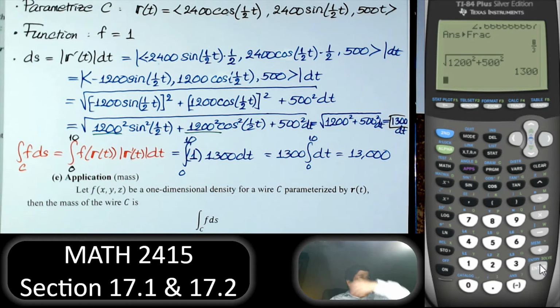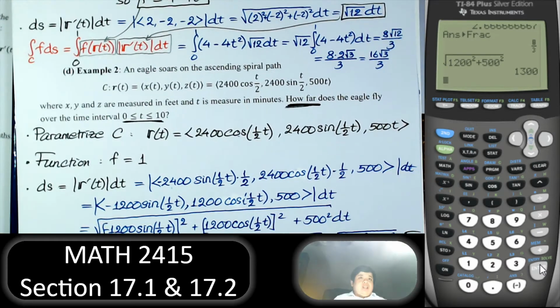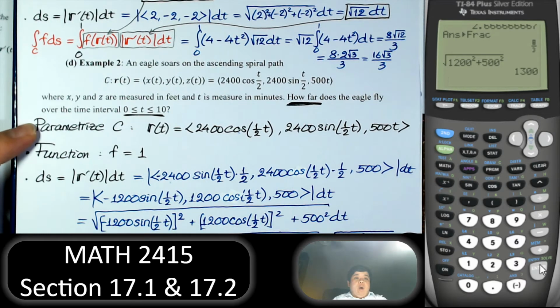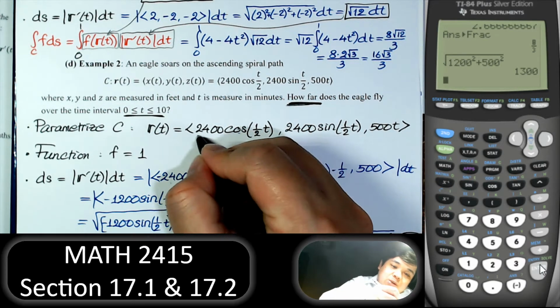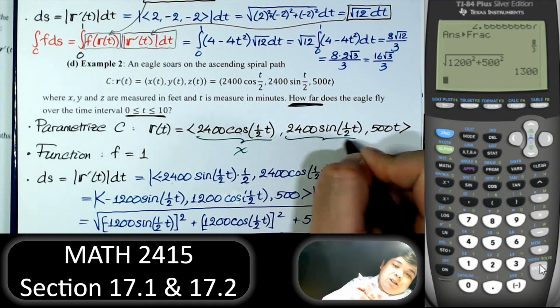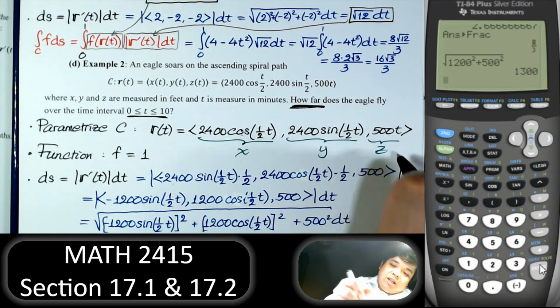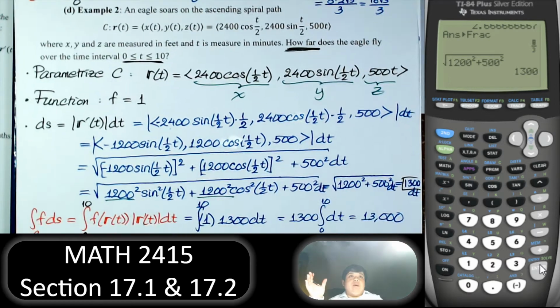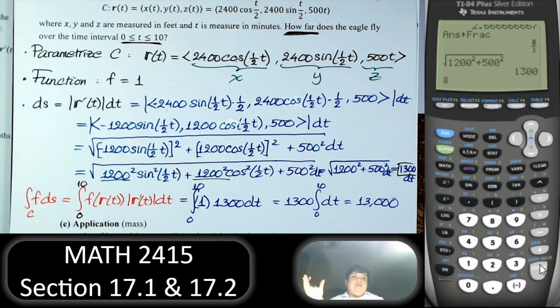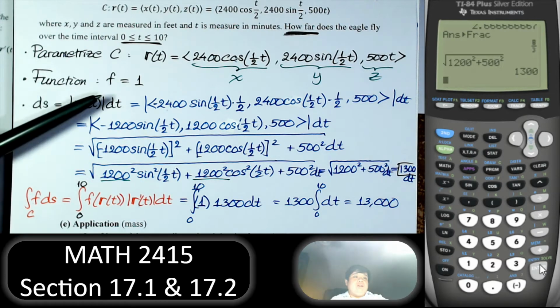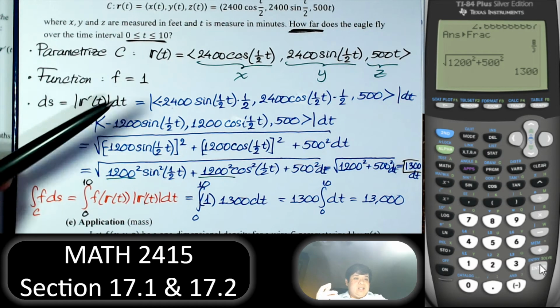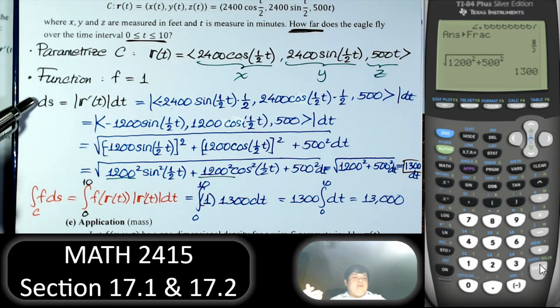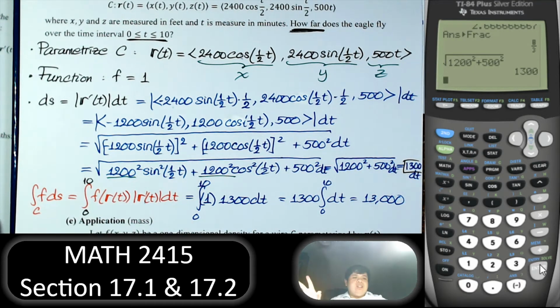Right, so simple enough. Again, for this type of problem, the first thing we need to do is parameterize, so we know which one is x, which one is y, which one is z. We need to write x, y, z in terms of the parameters. Once we have that, we can find the function in terms of t, in this case just 1, and then we find ds in terms of t. Multiply them, integrate. So that's simple enough.